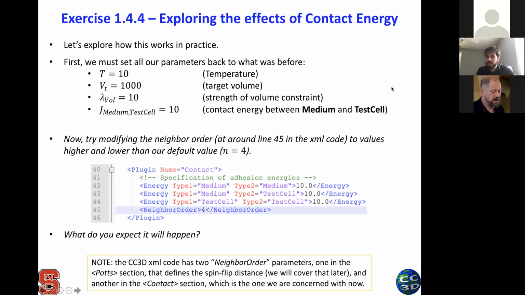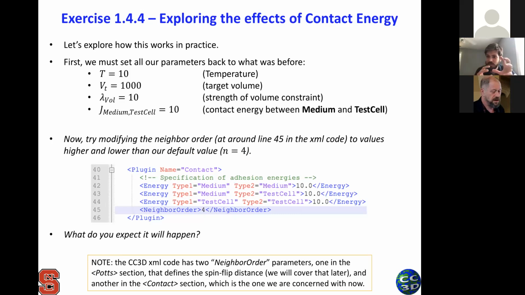Yes, increasing the neighbor order does make it more costly. The cellular Potts model comes from the Potts model, which comes from the Ising model. And this energy term is a direct inheritance of the Ising model. Okay.